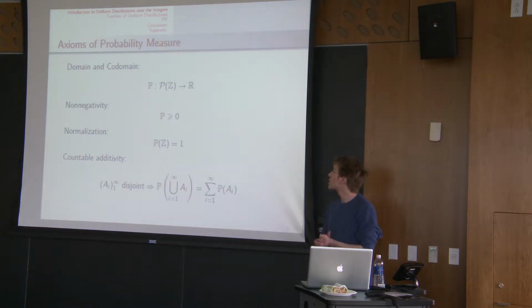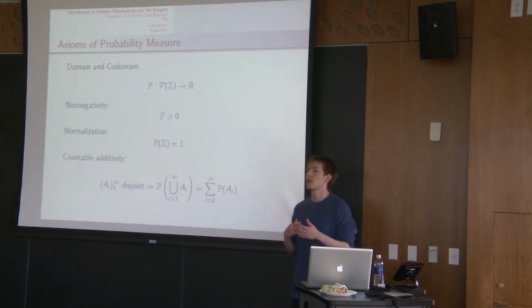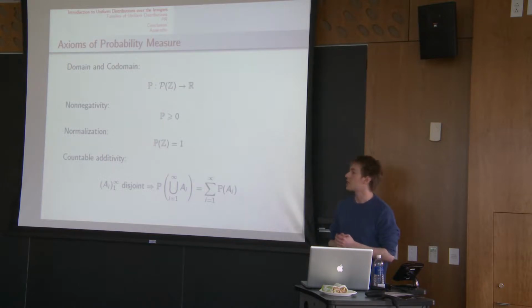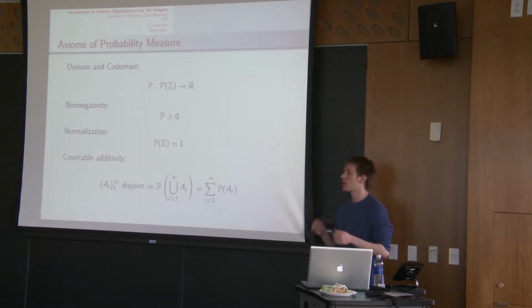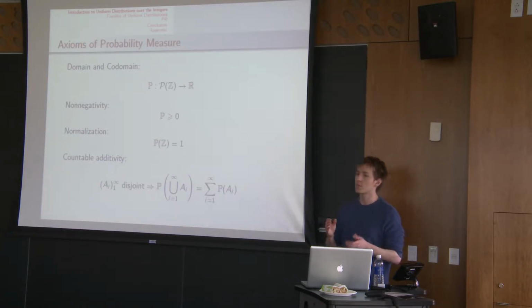Okay, so we want a uniform distribution. The standard approach to defining any distribution is via a probability measure. So let me remind you what a probability measure is. It's a function p from the power set of the integers into the reals that's between 0 and 1, and it maps the entire space of integers to 1. And moreover, it obeys countable additivity. That is, if we consider a countable collection of events, and they're disjoint, and we take their union, the probability of that union is the sum of the probabilities of the individual events in that collection.